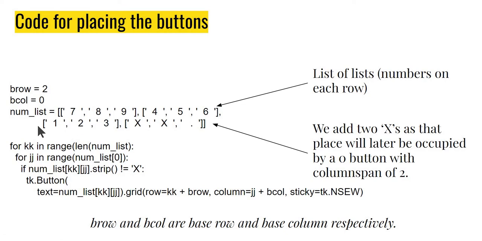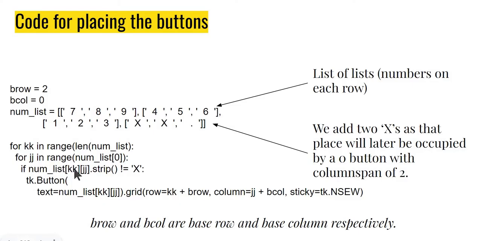Remember, this is a list of lists. So I just say, okay, let me iterate through this list. There are 4 lists inside this because there are 4 rows. And then I iterate through every item of each row. So I'm just saying, okay, let me get one list at a time and then look at every item of that list.